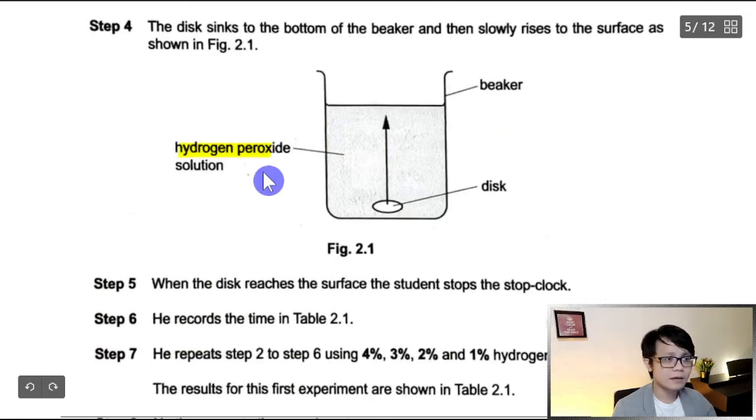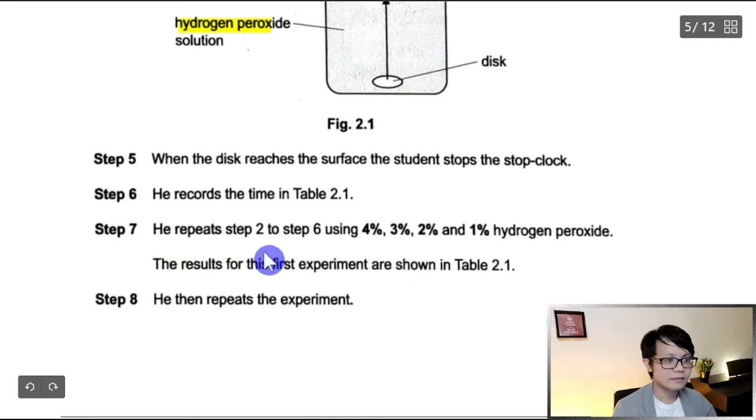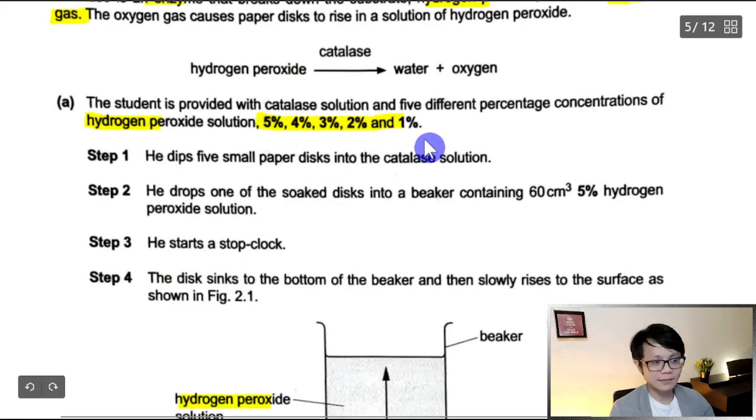Where was I? Just now I was until where already? Okay, he repeats the experiment. Yeah, he repeats the experiment with 5, 4, 3, 2, 1%. Of course, I don't know what the question is going to ask.